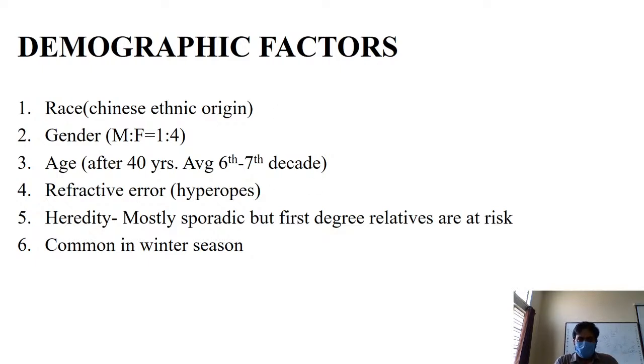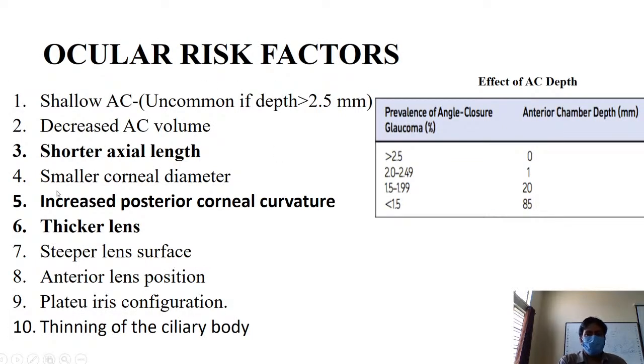Because of the hyperopia, there is something called the crowding phenomenon. Crowding is nothing but the structures which are present in the eye are placed very close to each other, that is, the iris is placed close to the lens, so any change in the refractive status or any change in pupillary dilatation will lead to early opposition of the iris and the lens. So hyperopic patients or hypermetropia is a risk factor, and it is more common in first degree relatives and common in the winter season. So what are the ocular risk factors?